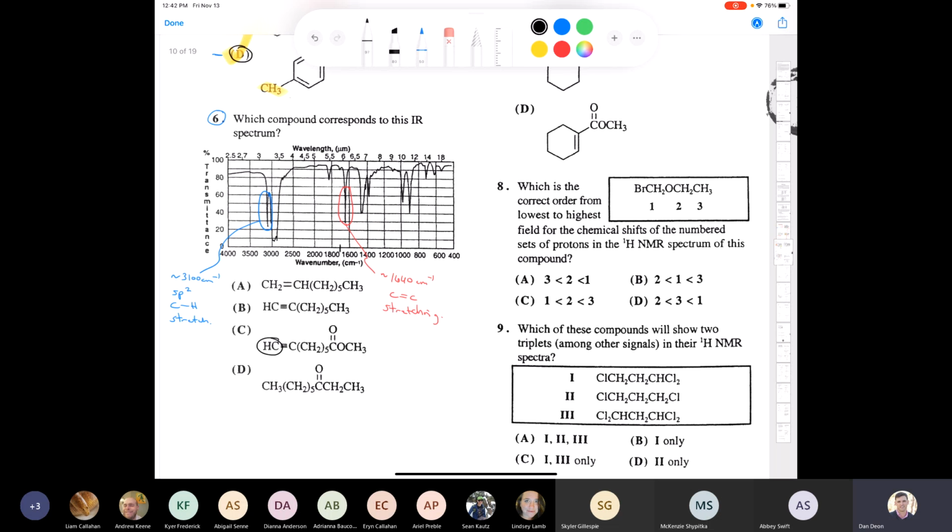Another thing is, if I was to have sp hybridized carbon-hydrogen stretching, that shows up around 3300 reciprocal centimeters, right? Which would be closer to around here. And I don't see that at all. And so this compound must be an alkene. And the only one that fits the bill is A, the alkene.